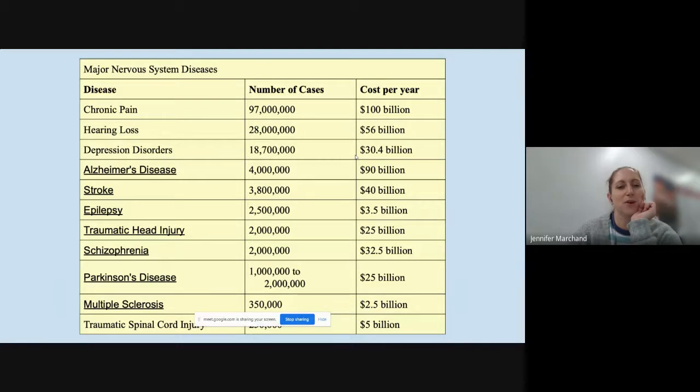These are a bunch of central nervous system diseases. If any of these strike your interest, maybe you could do your disease presentation on these.